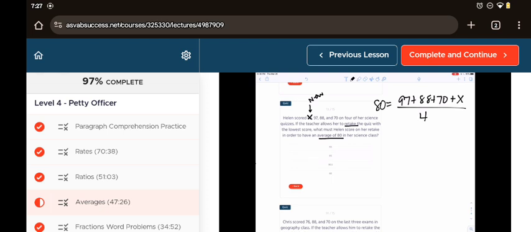Okay, so we do the same process. We multiply by 4 to get rid of this division problem. Whatever I do on one side of the equal sign, I have to do to the other. So I multiply. 4 times 80, I'm going to show you here, but it's pretty easy. 0, 4 times 8 is 32, so 320 is equal to 97 plus 88 plus 70 plus x.